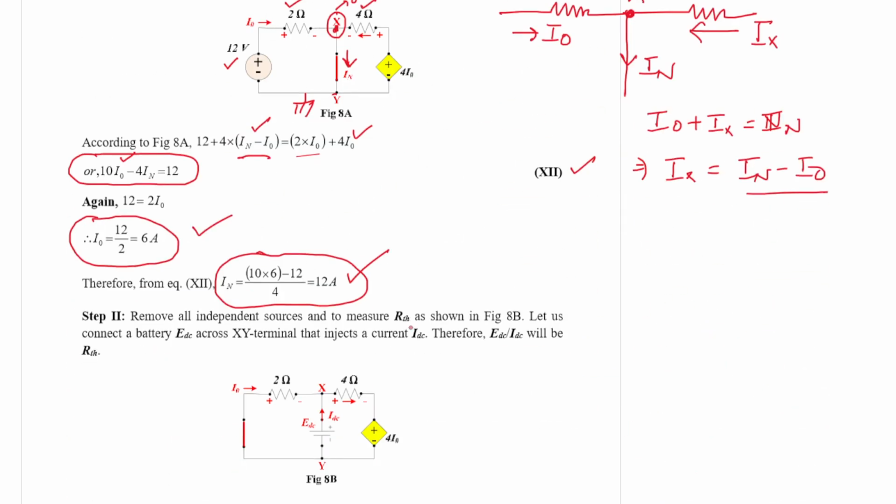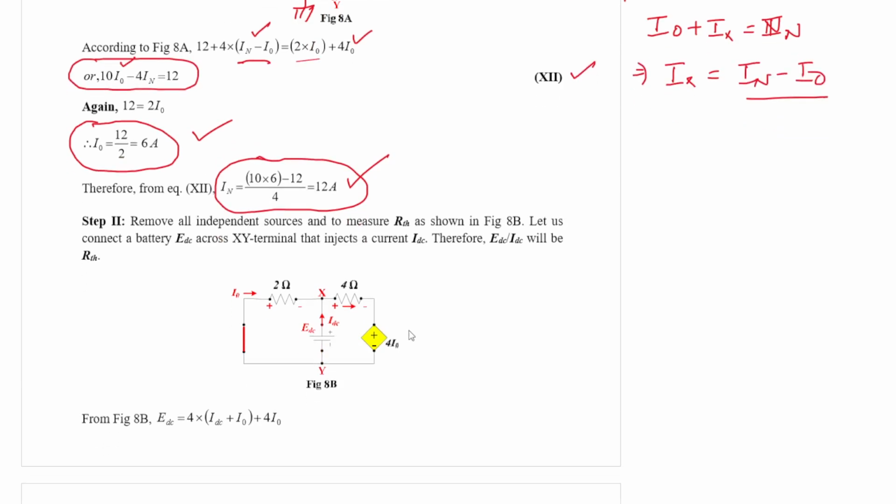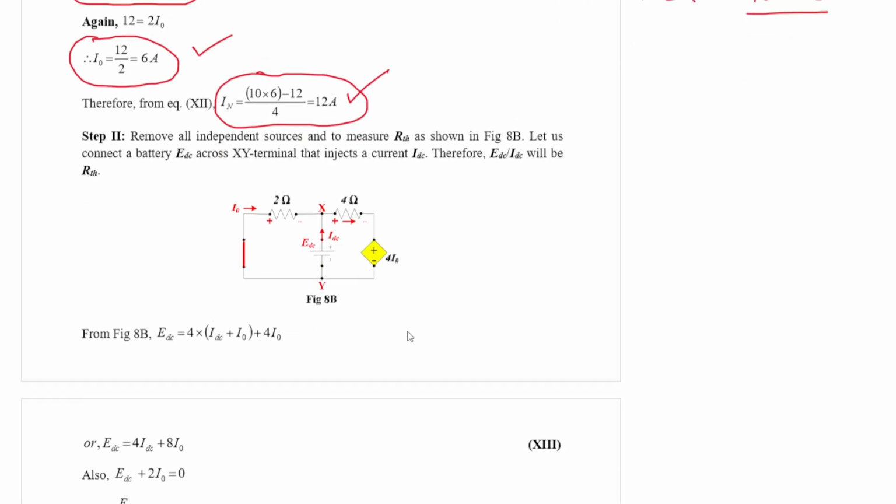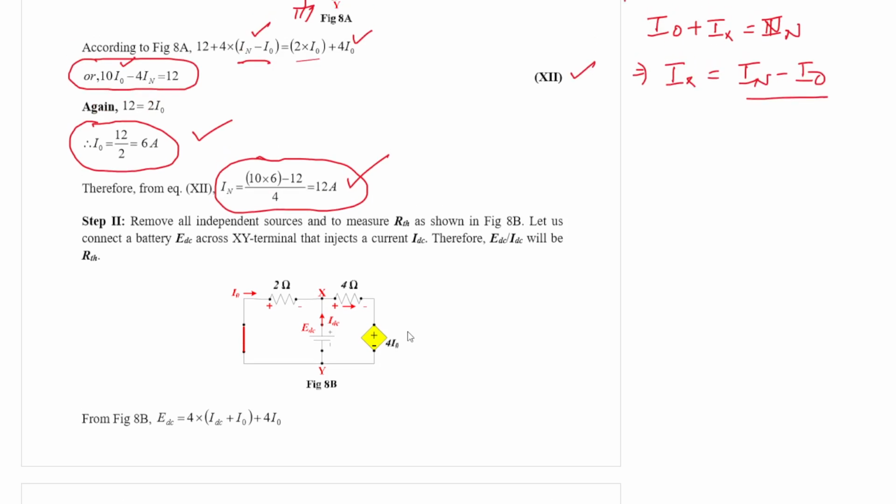Now next, let us consider the next part, which is Thevenin equivalent resistance. So we remove this voltage source by short circuiting its terminal. We connect a battery of magnitude EDC, which is injecting a current IDC. Now let us consider the currents as shown.